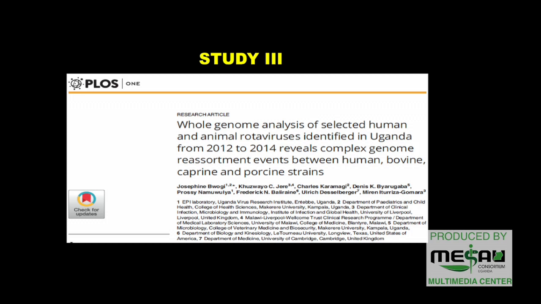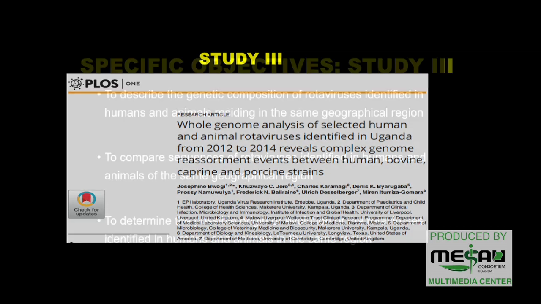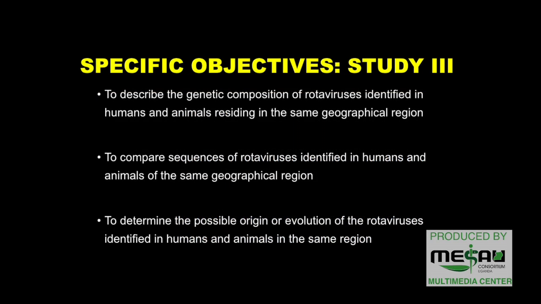Study 3 has also been published in PLOS ONE. The objectives of study 3 were to describe the genetic composition of the rotaviruses identified in humans and animals residing in the same geographical region, to compare the sequences of the rotaviruses identified in humans and animals of this same geographical region, and to determine the possible origin and evolution of the rotaviruses identified in the humans and animals in these regions.